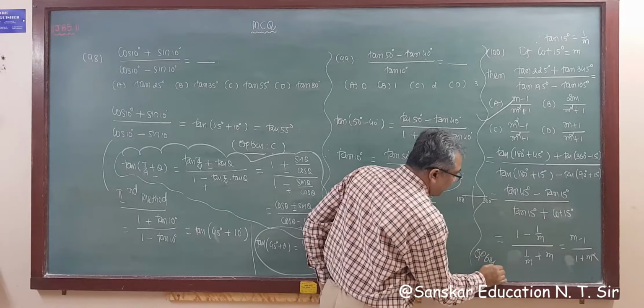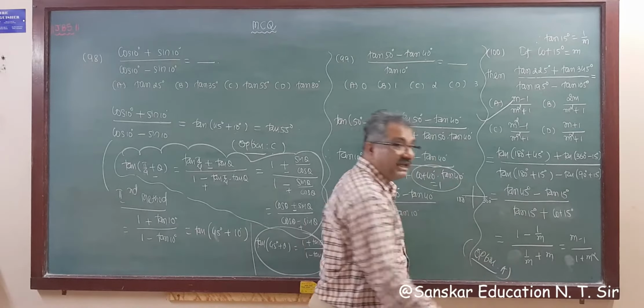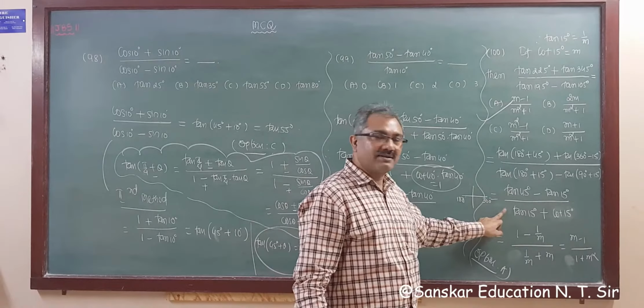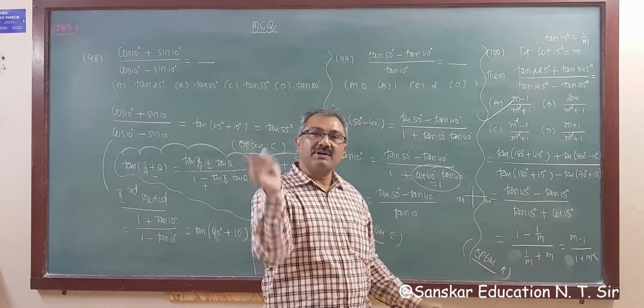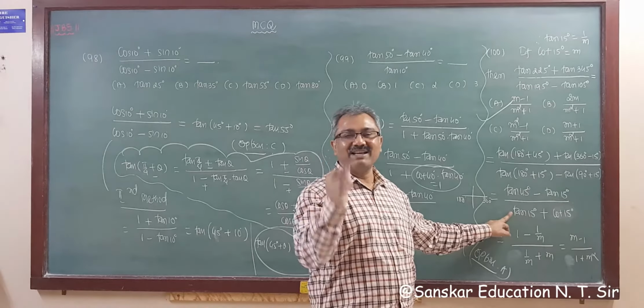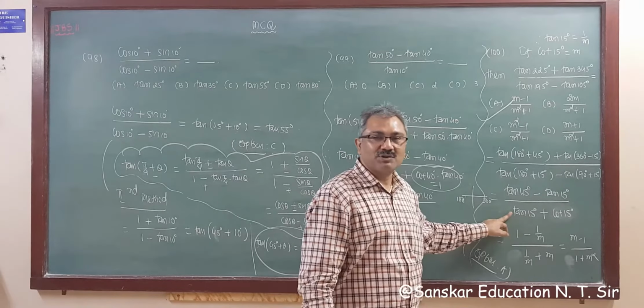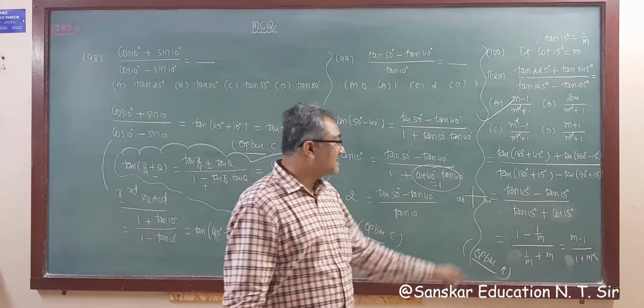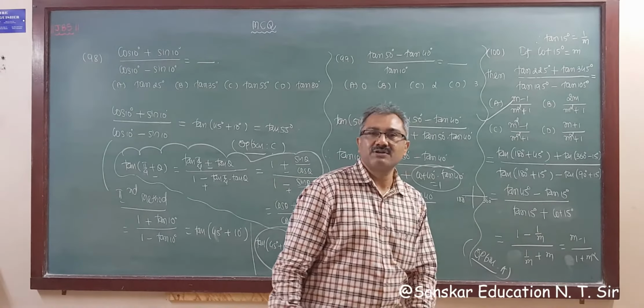So option A is your correct answer. So be careful about the sign of the function. Right? Tan pi plus theta, in the third quadrant tan is positive. In our mind, we think of cos, I think, so that's why we are writing minus here. But it is tan, so it's plus. So this is your answer.